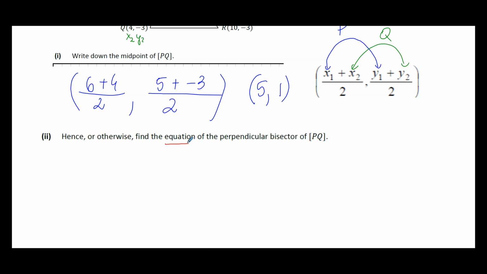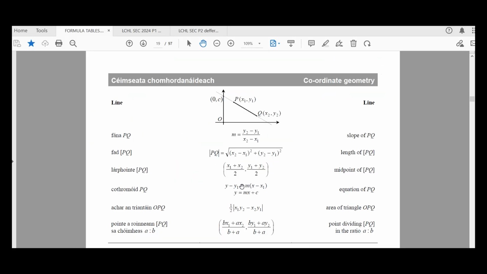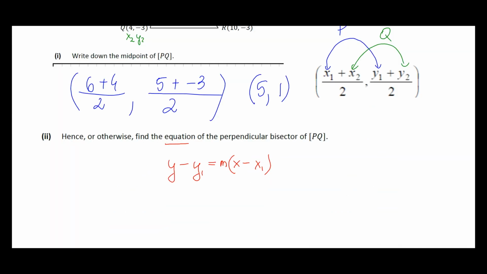The equation of what? A line. It is y minus y1 equals m times x minus x1, in our table. Let's have a look so that we know where that formula is. What do I need here? I need a point. What is my point? That is the only point I have, my 5 and 1. And then I need a slope. So how do I get a slope?